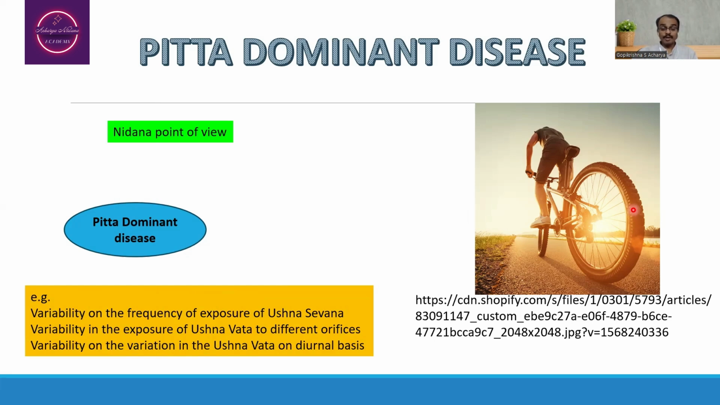Let us take another example, cycling in the summer season. All that is responsible for the pitta dosha vitiation depending upon the variability in the exposure to Ushna Sevana into the nostrils. That again may depend upon the variability in the exposure to Ushna Vata in different orifices and the variation in the Ushna Vata on a diurnal basis. That also decides the Pitta dosha dominant disease in an individual.